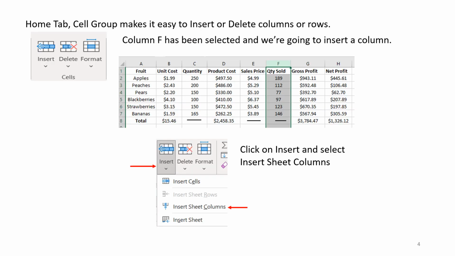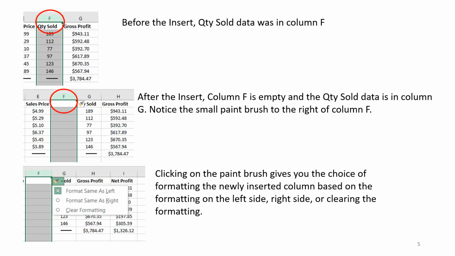Home tab cell group makes it easy to insert or delete columns or rows. Column F has been selected and we're going to insert a column. Click on Insert and select Insert Sheet Columns. Before the insert, quantity sold data was in column F. After the insert, column F is empty and the quantity sold data is in column G.